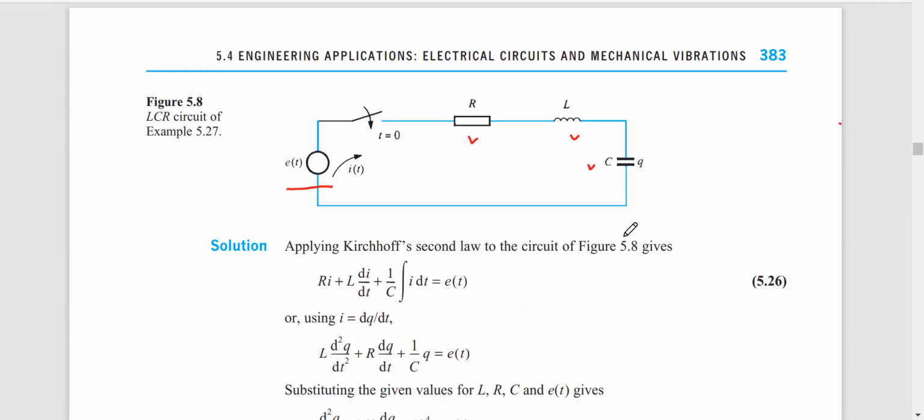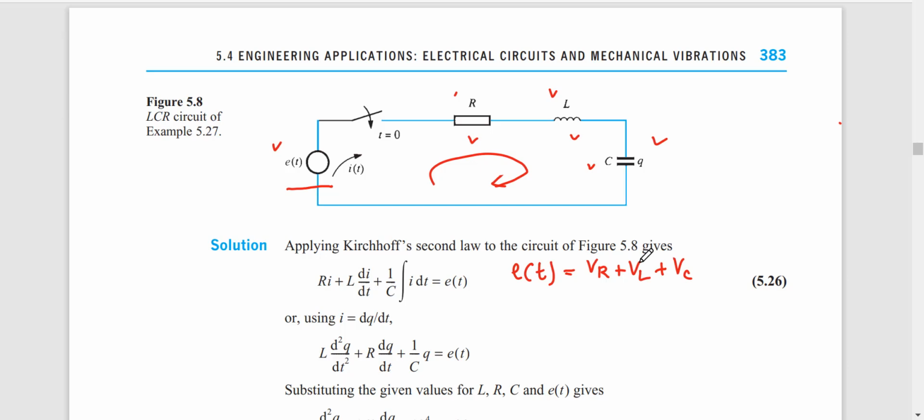So we have to apply Kirchhoff's second law in the circuit. So we have that this is the loop here. Kirchhoff's second law says that the voltage in a closed loop must be 0. So if we make a summation of these voltages, it must be 0. Or E(t) equal to VR plus VL plus VC, like this one.